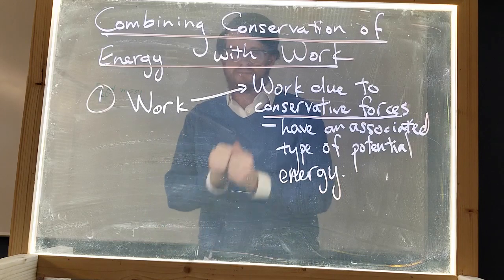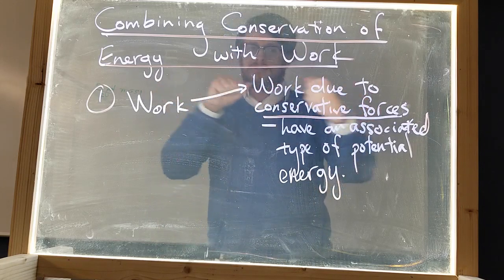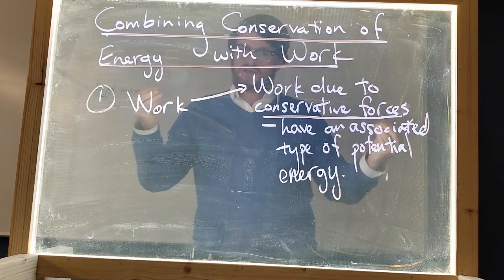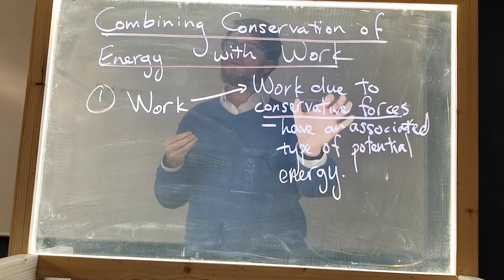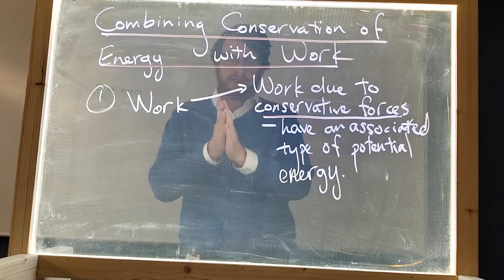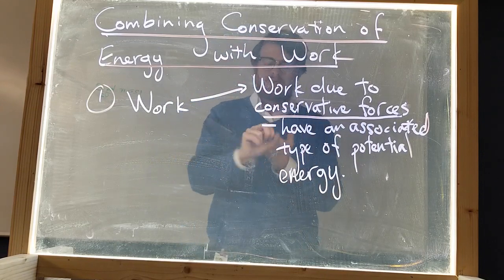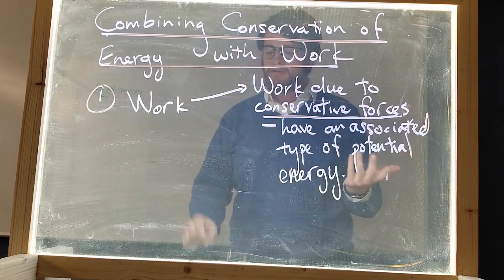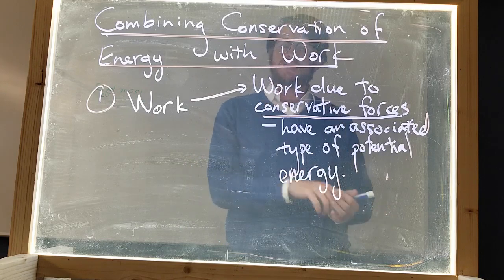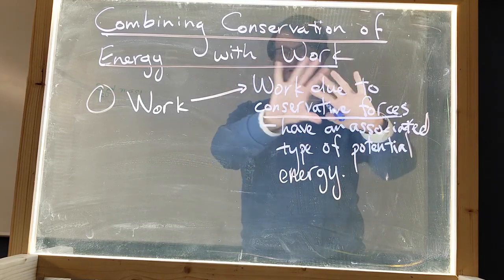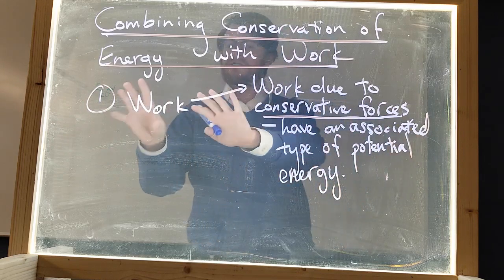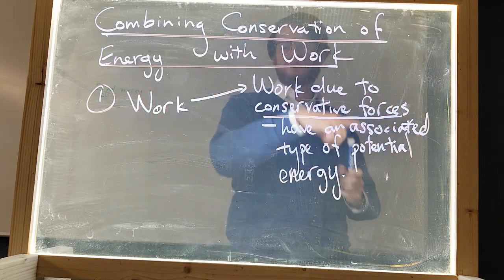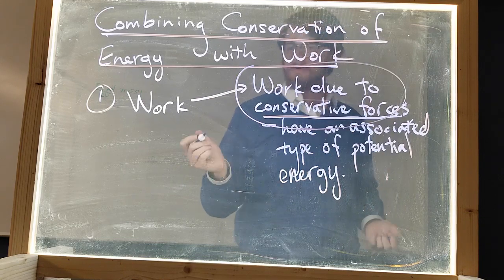So if you take a spring and stretch it out, you can associate a potential energy with the stretch in the spring. And so there would be an associated force with that called the spring force. Magnets, charges, and other things as well have associated types of potential energy. This is a very general discussion right now, so I want to give you the big picture. The big picture is work due to conservative forces is one type of work.